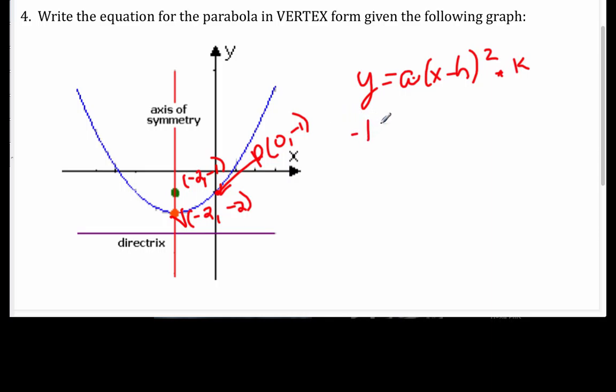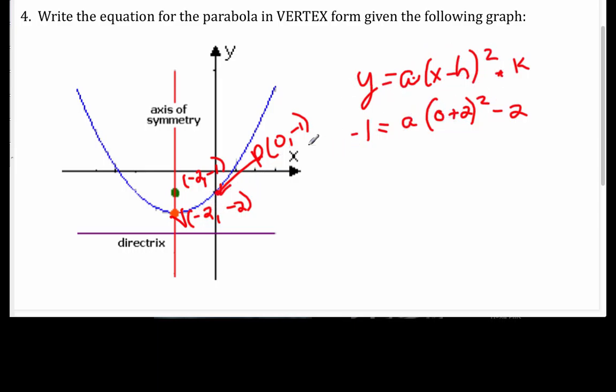Y is -1 equals, we still have A by itself. X is 0 minus -2, because this is my h. So minus -2, that's the same as adding 2, so let's just put that in at the start. And then minus 2 coming from k here. So all we did was take x, y, h, k and substitute them in.